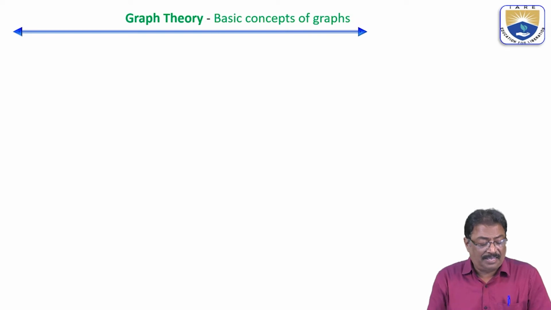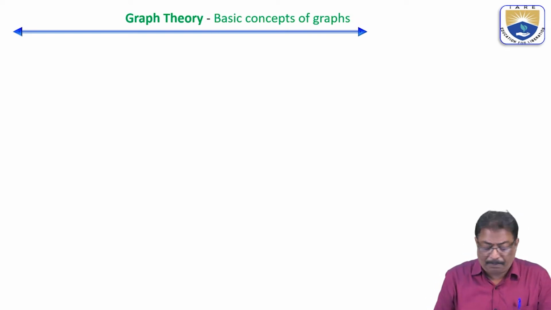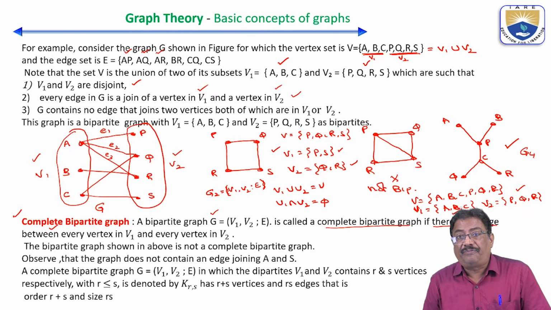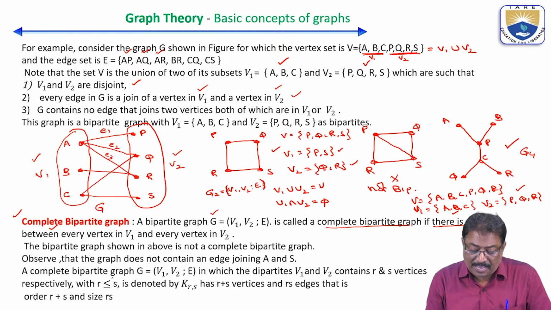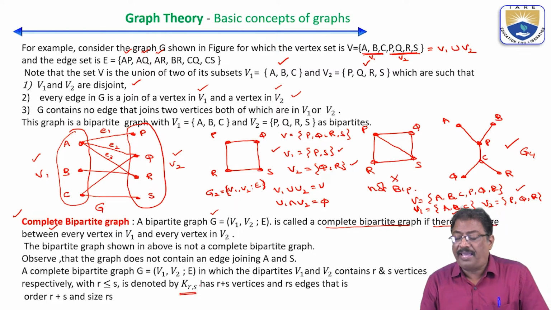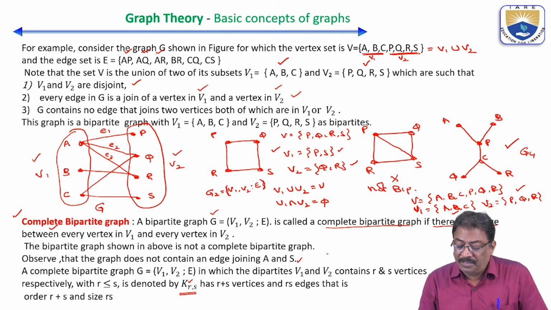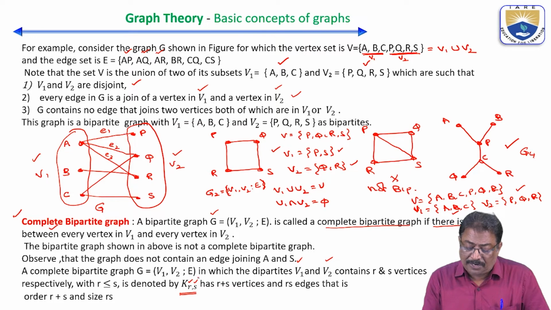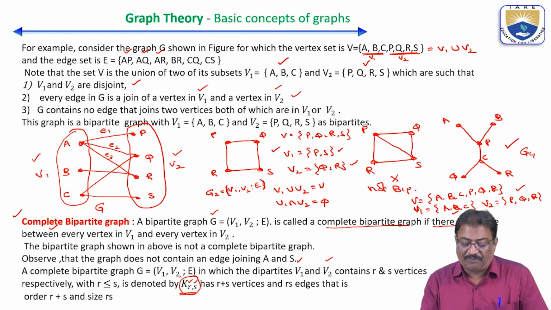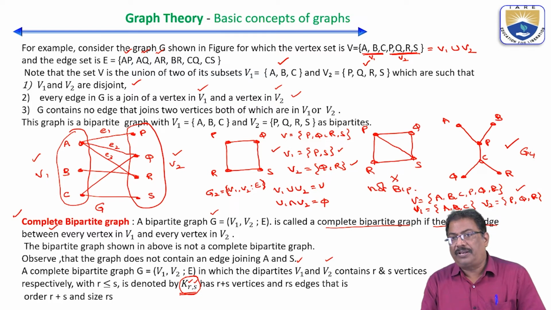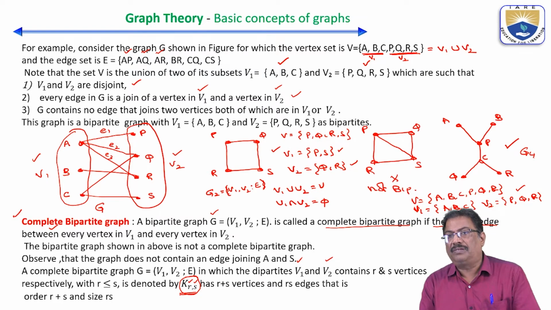So let us consider the complete bipartite graph. We are going to define it as K of R comma S. That means R is the number of vertices in V1 and S is the number of vertices in V2. Here R is less than or equal to S, so a complete bipartite graph is K of number of elements in V1 comma number of elements in V2.